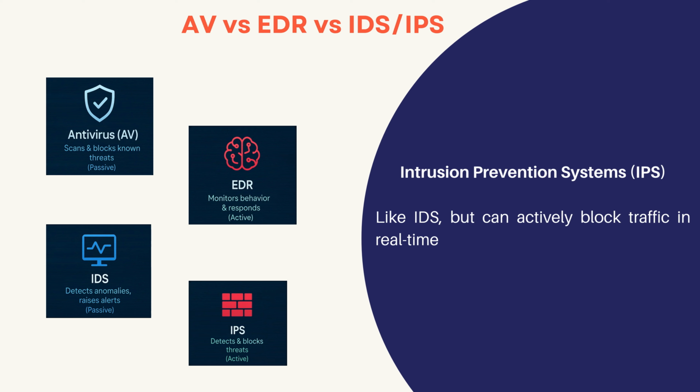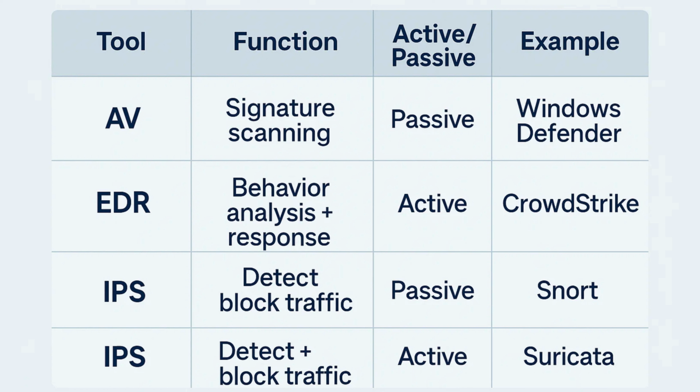Now, here's a quick comparison of these tools in a table format. You'll see how each differs in function, whether they are active or passive, and some real-time examples. Understanding these tools helps you appreciate how layered defense works, and each one covers a different angle and together they can make an environment much harder to breach.